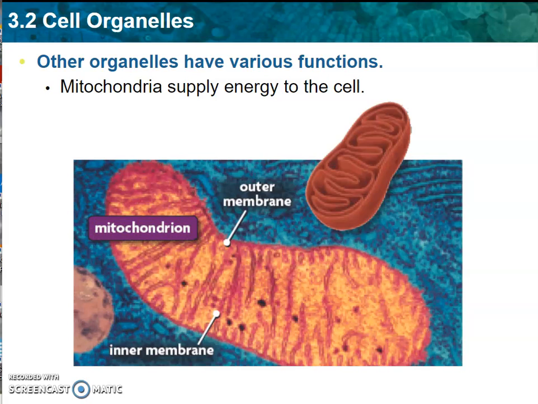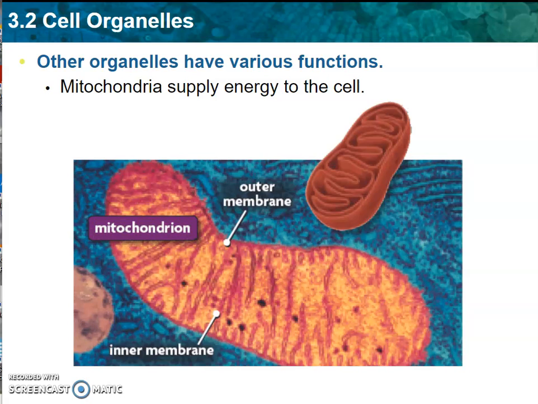It has a double membrane, which creates internal compartments. The smooth outer membrane and the inner membrane are separated by the intermembrane space. The folded inner membrane, or the cristae, increases the surface area for the chemical reactions to occur. The fluid-filled space enclosed by the inner membrane, the matrix, contains DNA, ribosomes, and enzymes for cellular respiration, and this is the site of the cellular respiration we're going to talk about in future chapters.